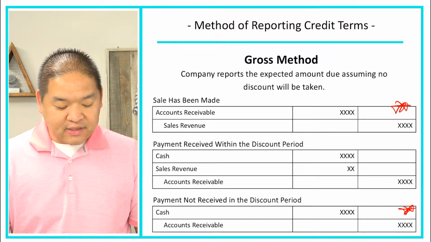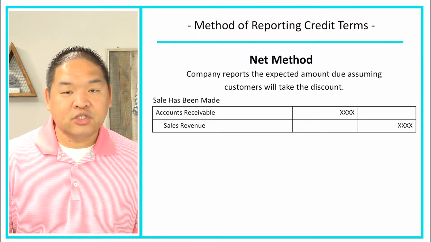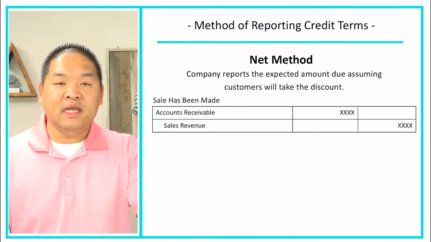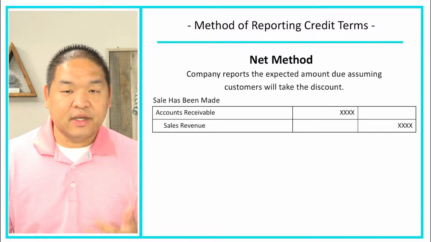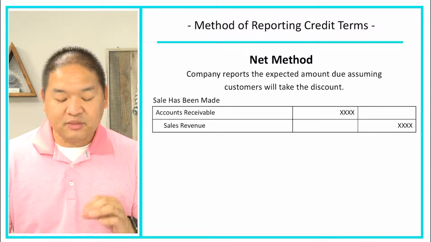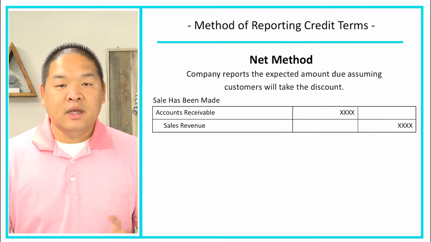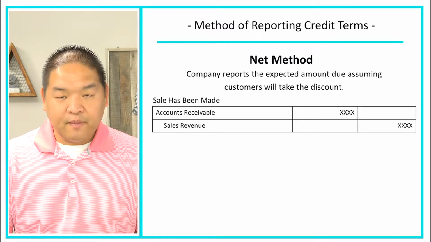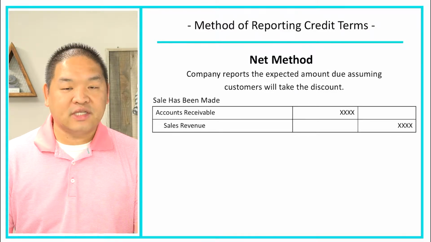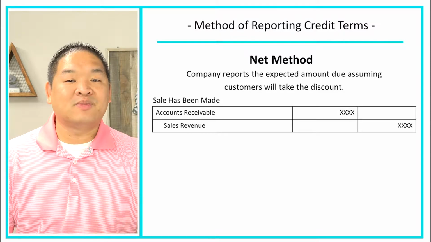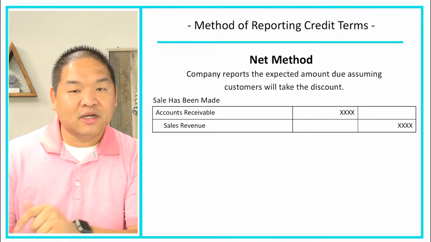Okay. Now moving on to the net method. The net method kind of works just like the net method on the customer's side. In this case, the company reports the expected amount due, assuming that the customer will take the discount. In this case, when we make the sale, we're going to make the sale assuming they're going to take the discount. So we're already going to reduce our sales revenue by the amount that we expect to get paid, assuming they're going to take the discount.